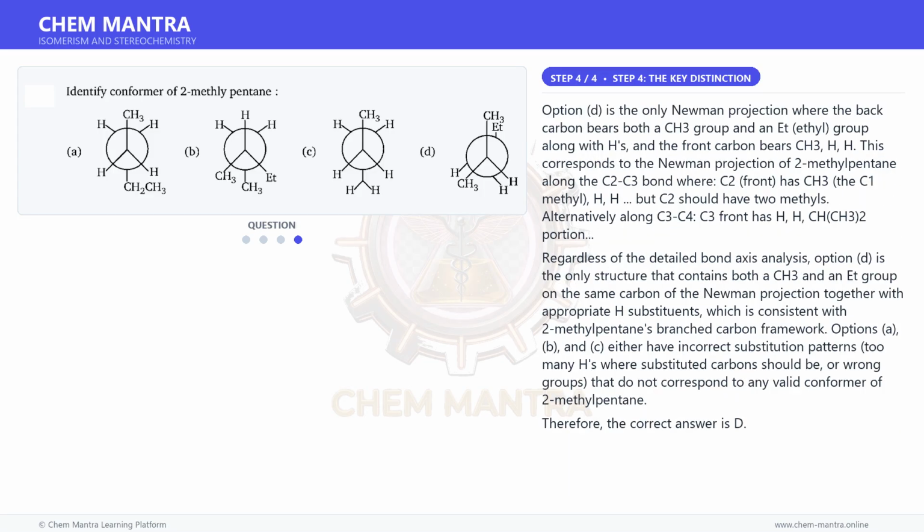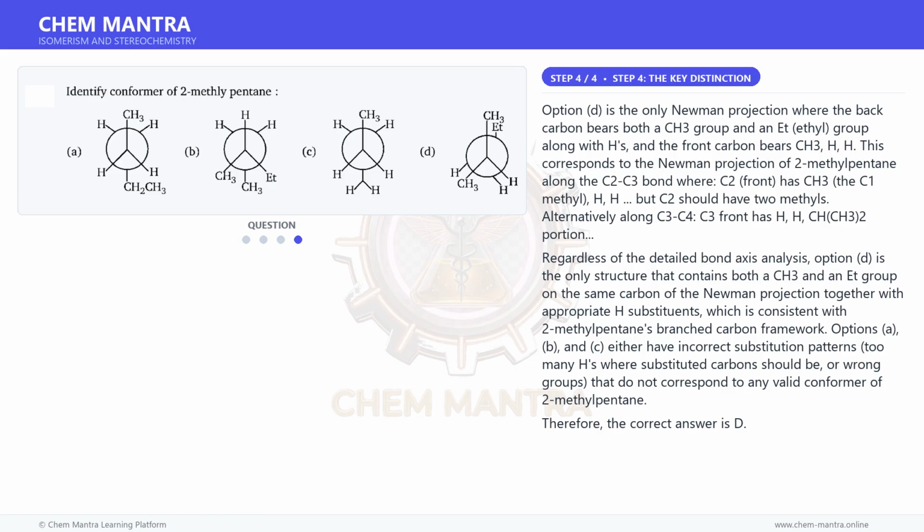And for the final step, option D is the only Newman projection where the back carbon bears both a CH3 group and an ethyl group along with Hs, and the front carbon bears CH3, H, H. This corresponds to the Newman projection of 2-methylpentane along the C2, C3 bond where C2, front, has CH3, the C1 methyl, H, H. But C2 should have two methyls. Alternatively, along C3, C4, C3 front has H, H, CH, CH3 portion.